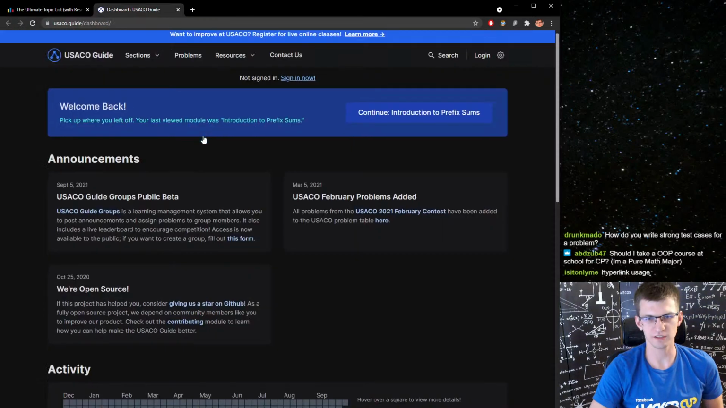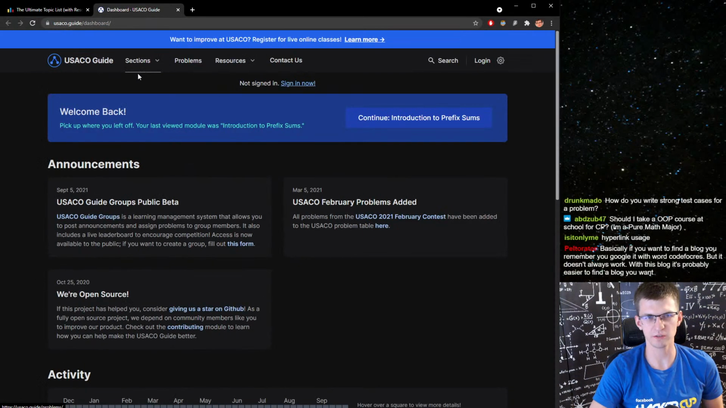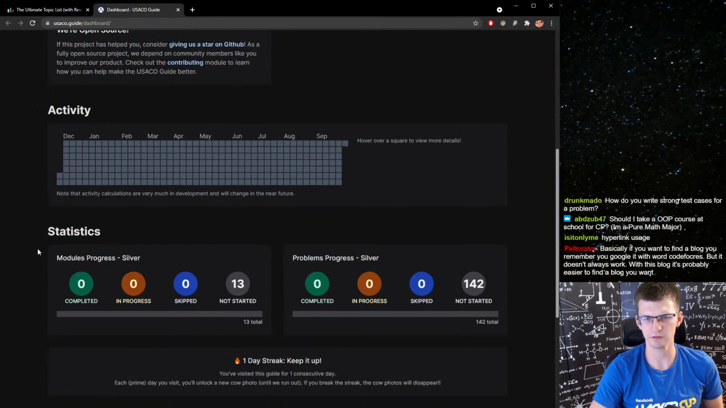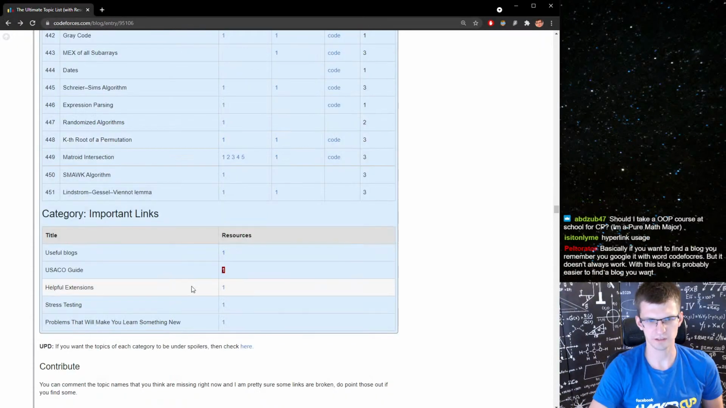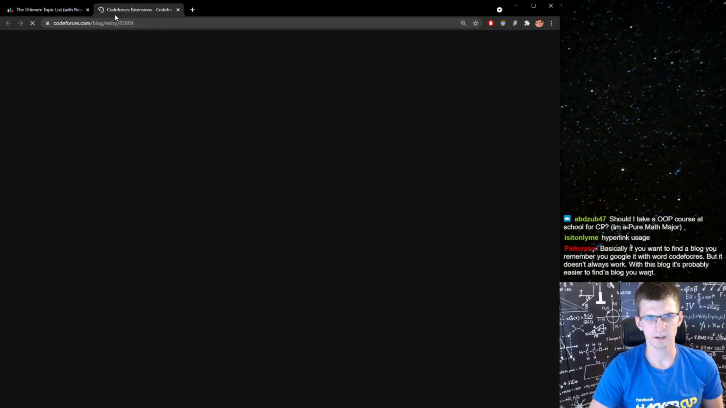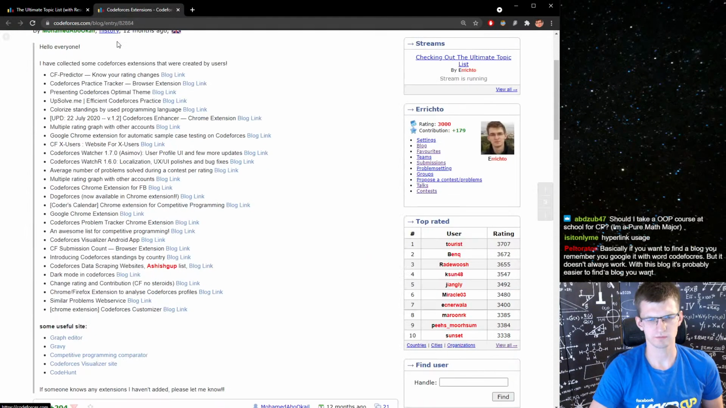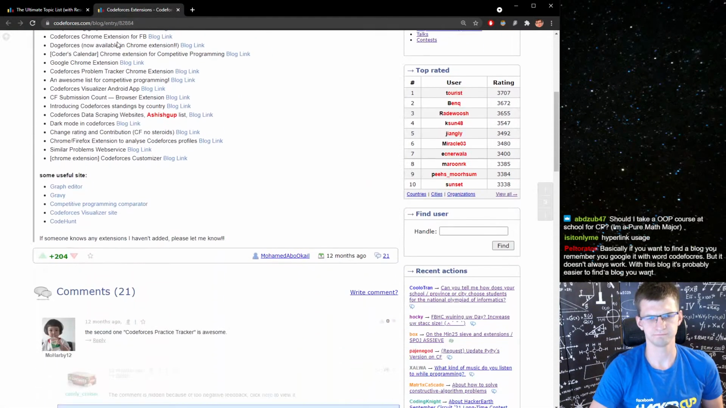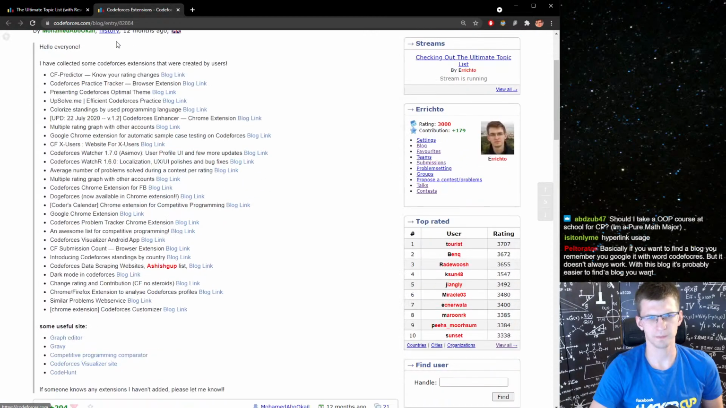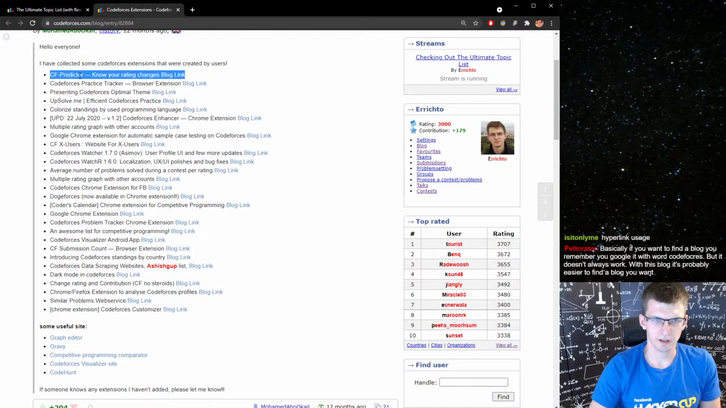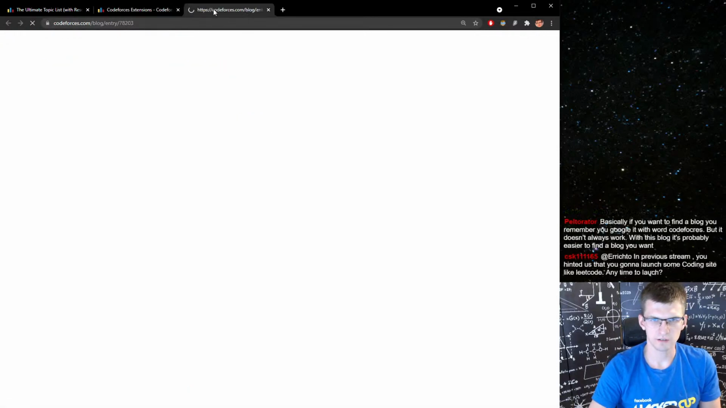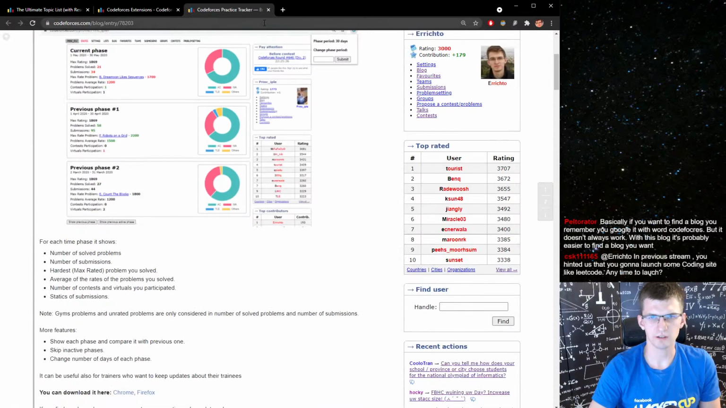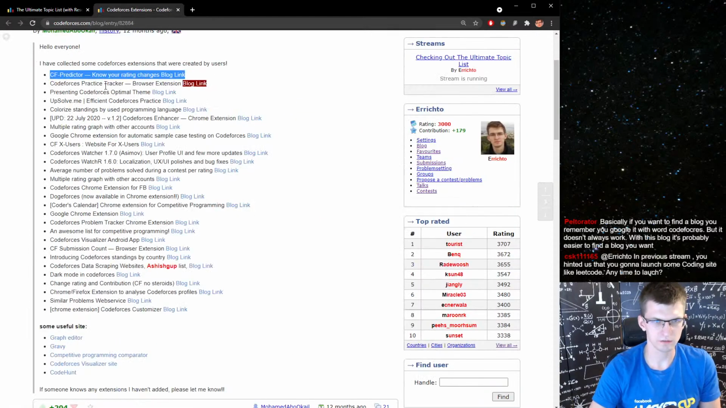Use echo guide. This is, I think, amazing, but I don't remember this layout. It used to be different. I think it's very high quality. Helpful extensions. Okay. It's the first time I see this. Codeforces predictor, I agree. Practice tracker. Okay, so one of those. Fine.